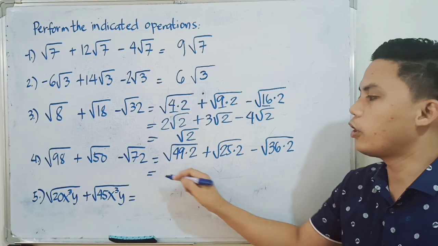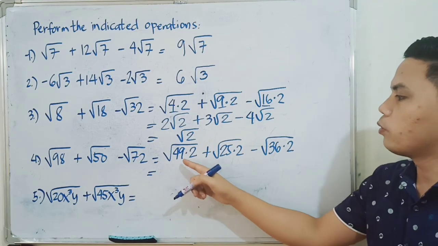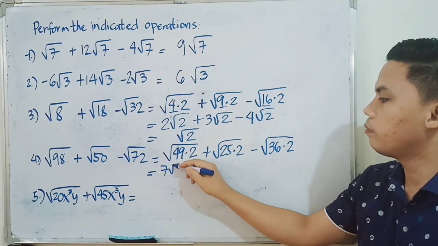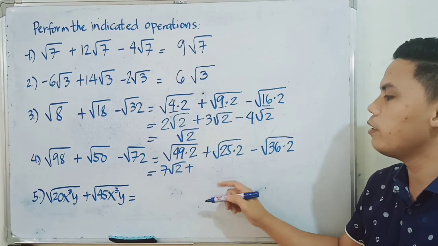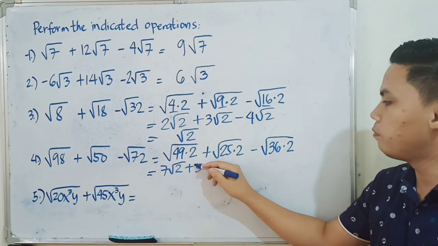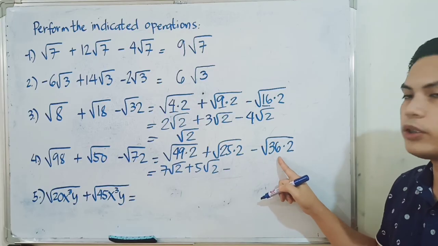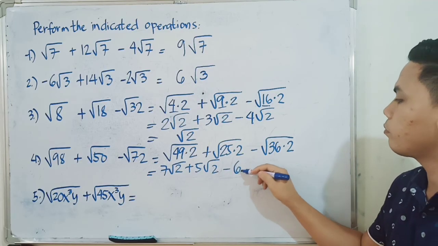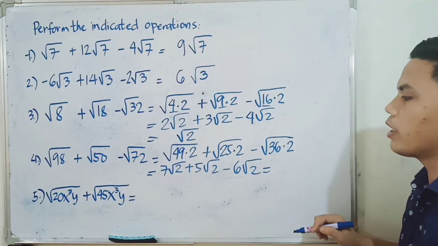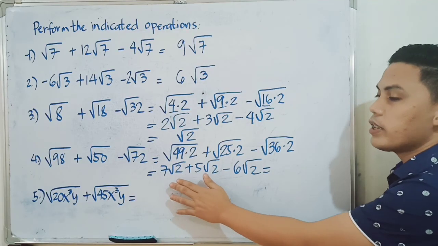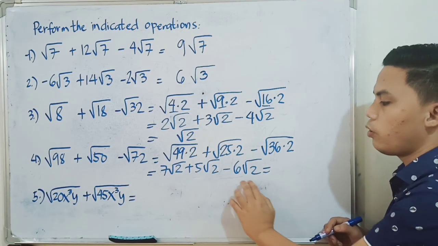Okay? Extract natin yung mga perfect squares. So, square root of 49 is 7. Matitira si 2 sa loob ng radical sign. Square root of 25 is 5. And square root of 36 is 6. So, as you can see, parehas na sila ng radical, which is equal to 2.